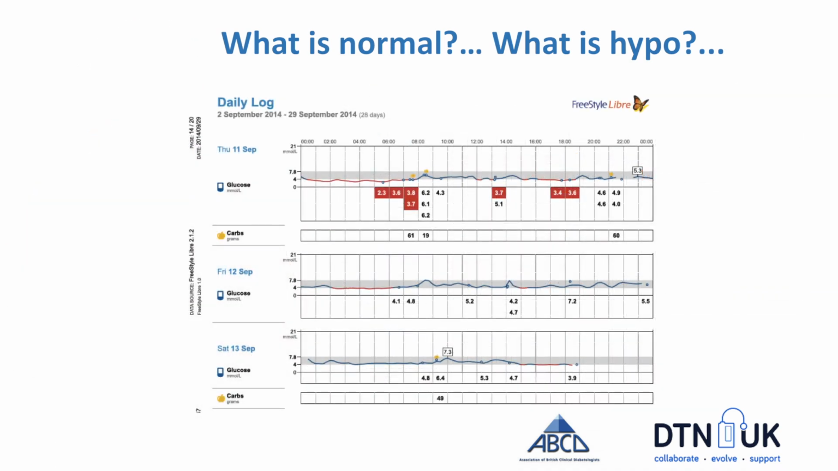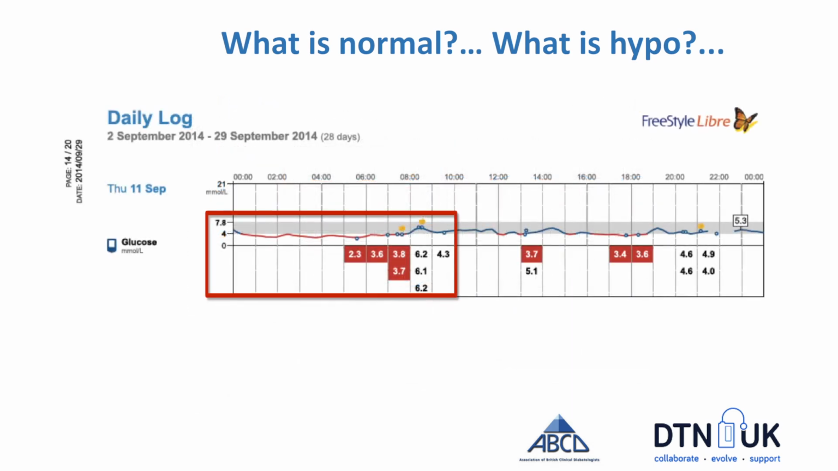Now this is just a trace from a CGM system of someone without diabetes, me. And what I want to show you is that even people without diabetes can have prolonged periods, particularly overnight, with pretty low sensor glucose readings. You can see there on the top day, my glucose was measured at 2.3 millimoles per litre by the sensor.